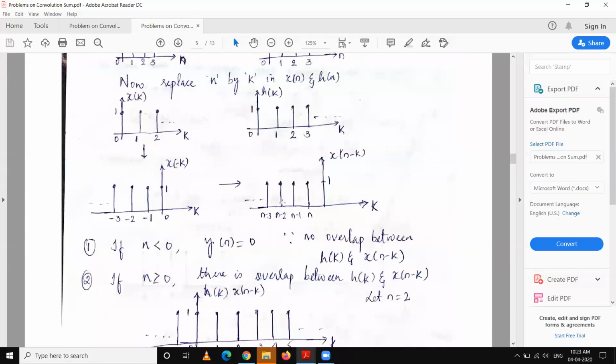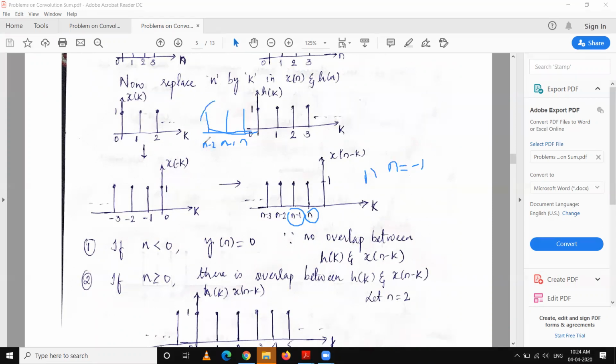So if you see this, condition 1: if n is less than 0, that means n is minus 1 or minus 2 or minus 3. Suppose I take n equal to minus 1. Then this will be at minus 1, this at minus 2, this at minus 3, minus 4. If it is at minus 3, then it will be at this position, here, here, here. So it will be at this position, n minus 1, n minus 2, and so on.